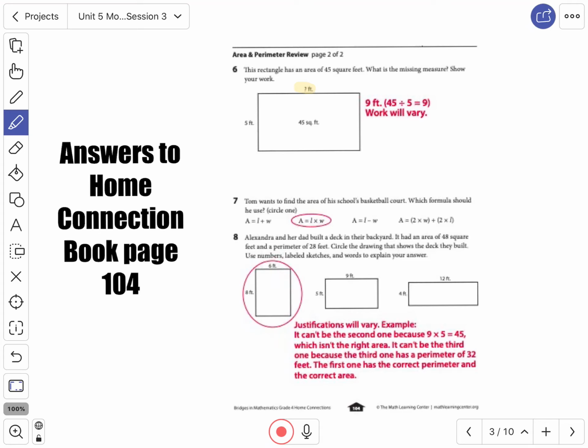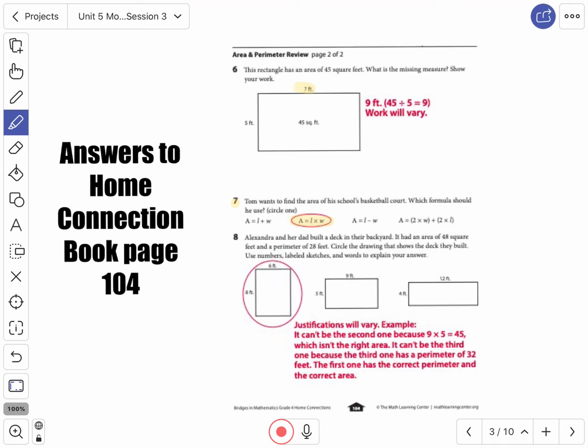So if you had one of the sides in the area and you were missing the other side, you would obviously divide because dividing is the opposite of multiplying, right? For number 7, Tom wants to find the area of his school's basketball court. Which formula should you use? Area equals length times width, okay?